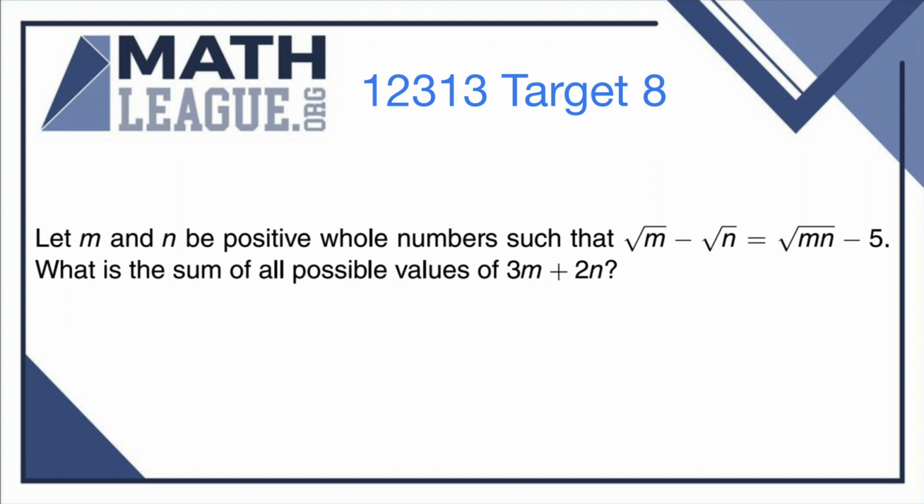Let m and n be positive whole numbers such that root m minus root n equals root m times n minus 5. What is the sum of all possible values of 3m plus 2n?